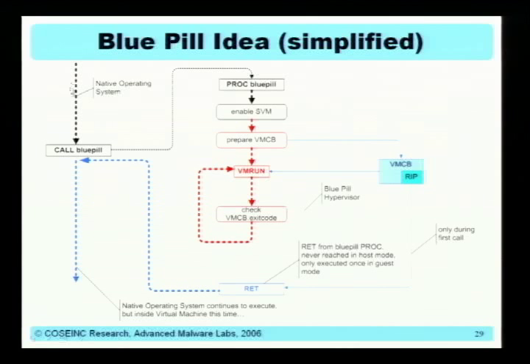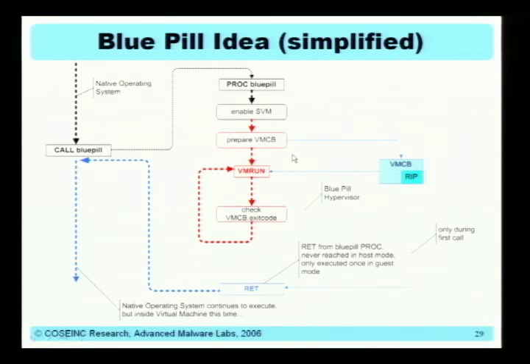This is our native operating system. Let's say it's Vista. So it is doing many different things, and suddenly it loads our BluePill code. And this BluePill code at some point, well, let's say calls a BluePill function. And this function does the following. It first enables SVM mode by setting bit number 12, then prepares the VMCB in a very tricky way.